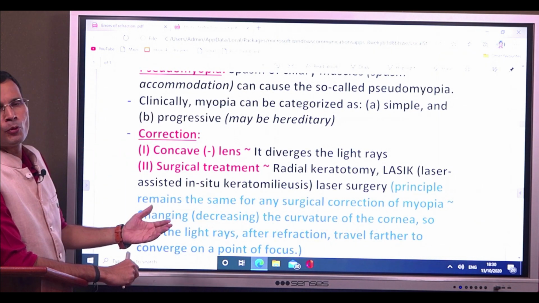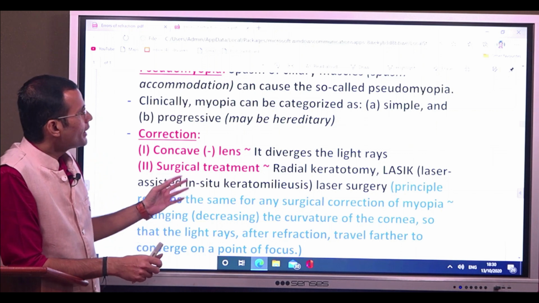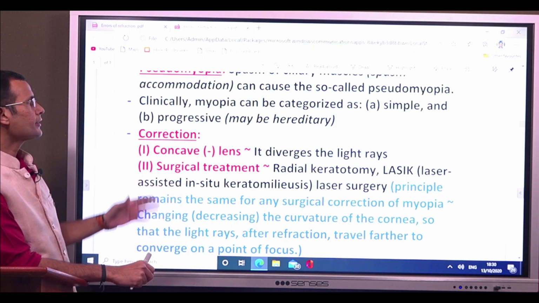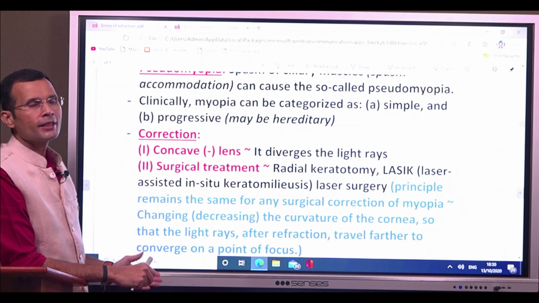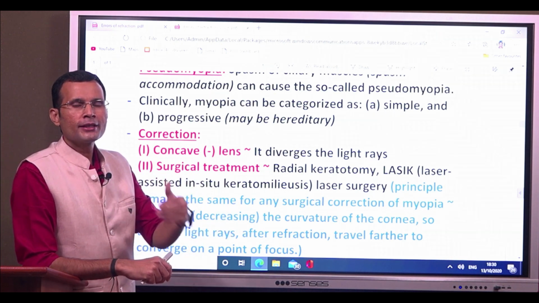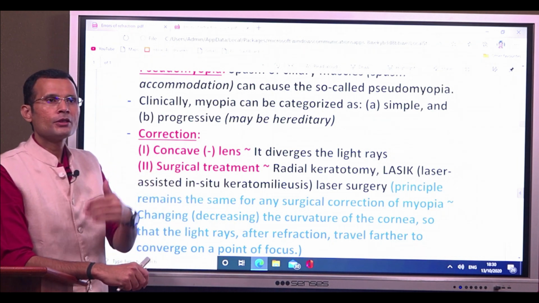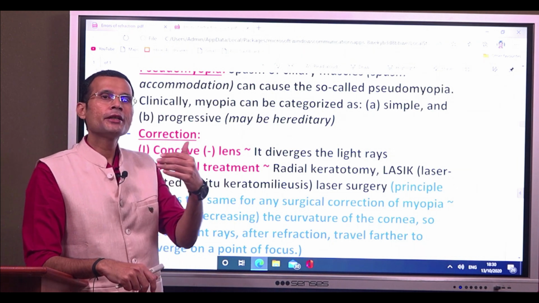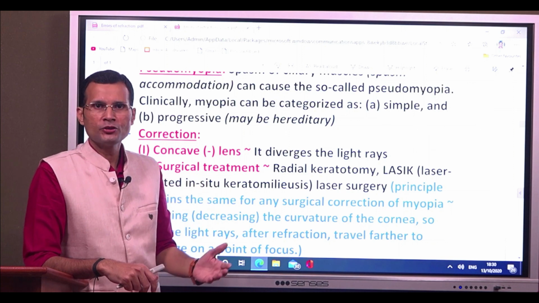Okay, just one more additional feature. Clinically, myopia can be categorized as simple or progressive. Progressive may be hereditary. So progressive means the vision goes on getting deteriorated. So it's a progressive myopia.